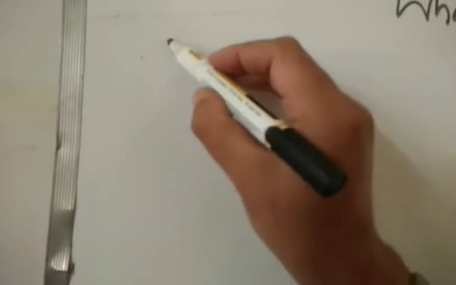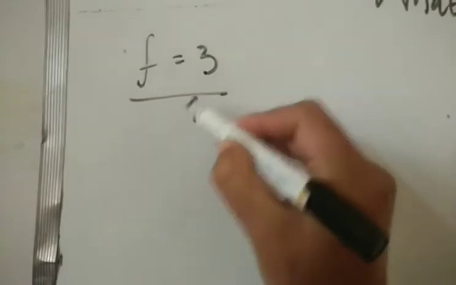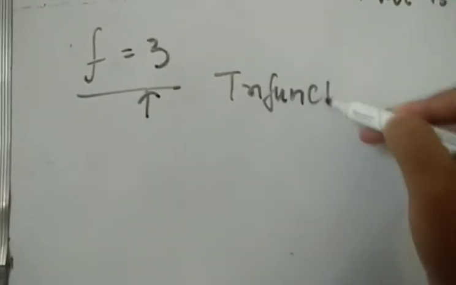Now we'll go to the higher ones. Let's go to F equal to 3. So for F equal to 3, that monomer is said to be trifunctional.